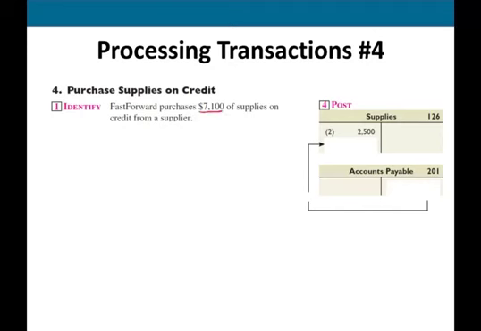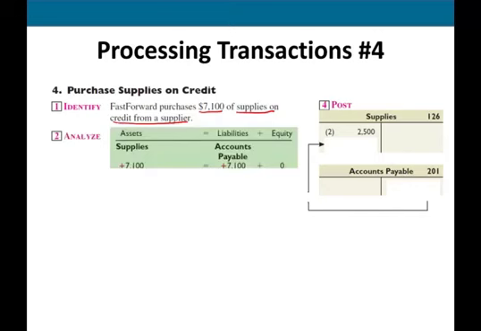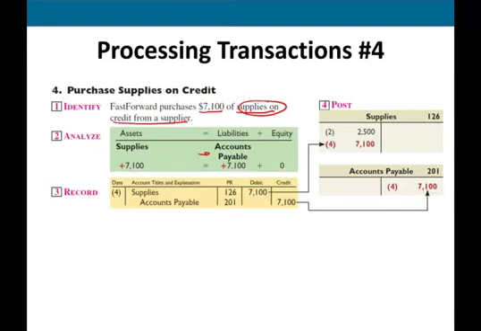Let's take a look at this transaction. We purchased 7,100 of supplies on credit from a supplier. Well, I have more supplies, but I have more accounts payable because I bought them on credit. I did not pay cash. So supplies going up is an asset. I debit supplies, 7,100. Accounts payable is a liability. I have more accounts payable. I credit accounts payable. So I debit my supplies and I credit my accounts payable.